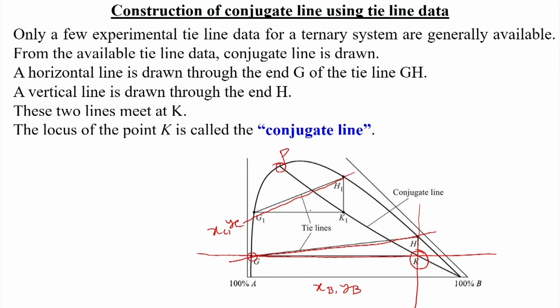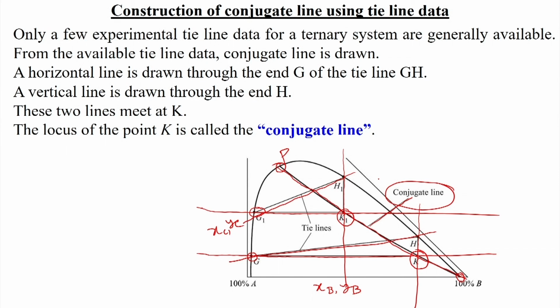Similarly, from the other tie line, from the raffinate point and the extract point we draw another vertical, perpendicular line. Where it meets, let us take one point K1. We have the plait point, and if we draw a line through the plait point and these common points K1 and K, we now have the conjugate line.